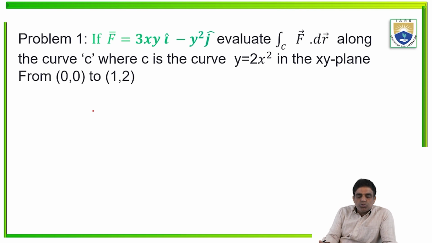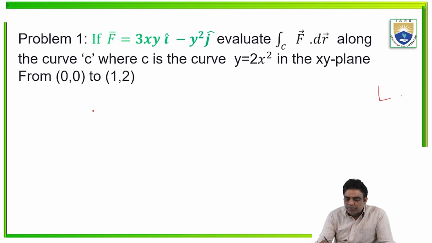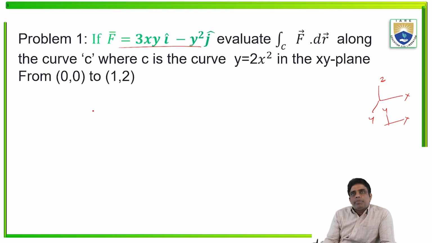Now we will go to see some examples. Given a vector f bar, clearly there is no k term: f bar = 3xy i bar minus y square j bar. That means it is defined on the two-dimensional space. If xyz is there, then it is three-dimensional; only xy means two-dimensional space. So f bar is a vector point function with no k bar term, a vector defined in the two-dimensional space.